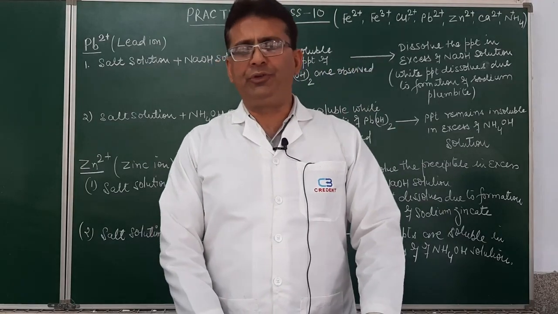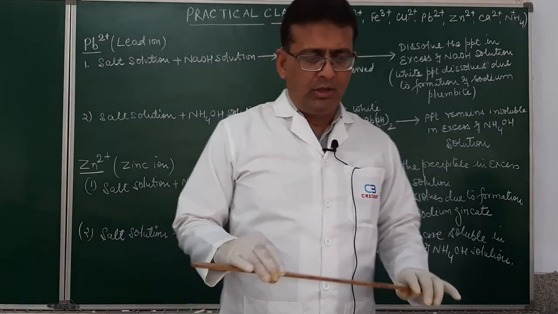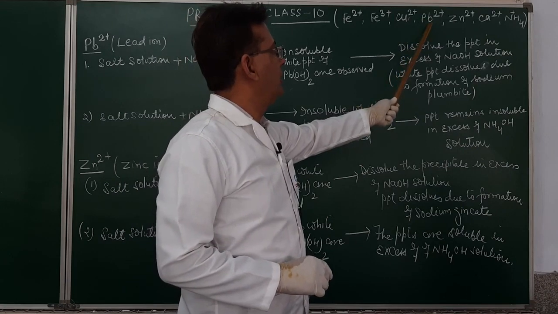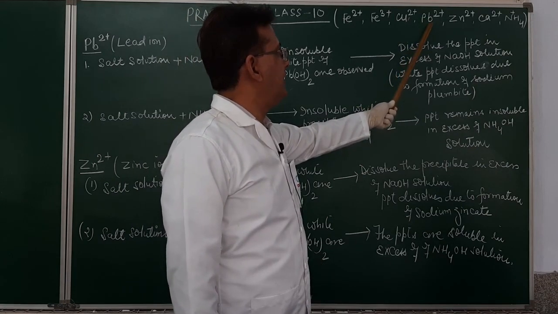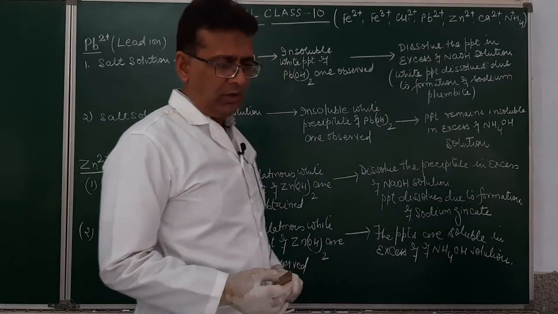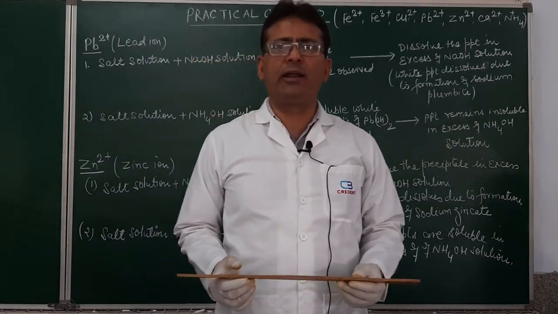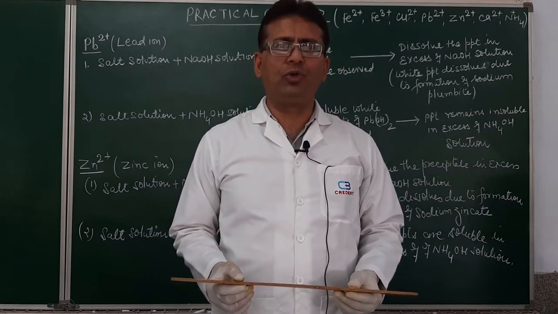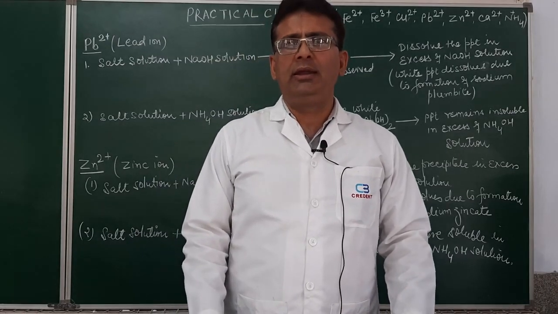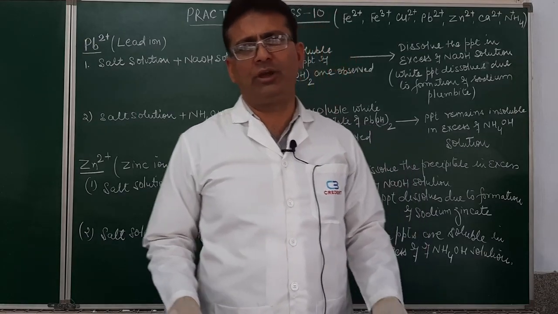Today we will start with the identification of a colorless ion. In today's demonstration, I will try to demonstrate to you the identification of a lead cation, that is Pb2+ ion, and zinc cation. The criteria for observation will be the same, that is the color of the precipitate in sodium hydroxide and ammonium hydroxide, and solubility in lesser amount and in excess of sodium hydroxide and ammonium hydroxide.